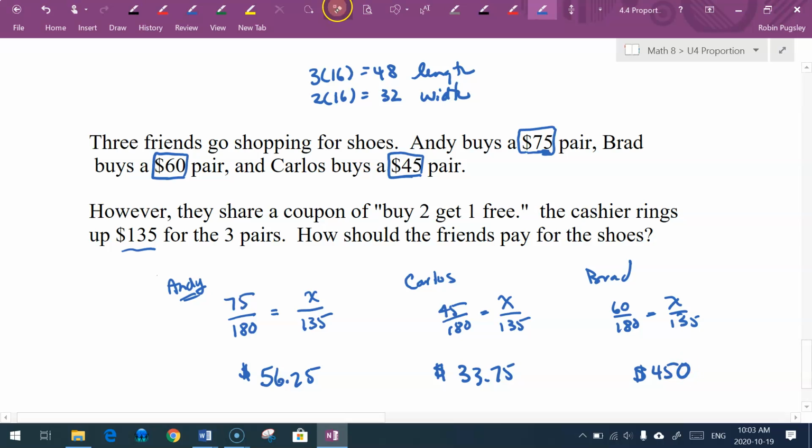Whoops, $45, not $450. That would be fair to Brad. So $45 for Brad. So those three add up to $135. And Andy should be paying more since he got the more expensive shoe, and it's fair because it's all in proportion to the total price that they first bought into.